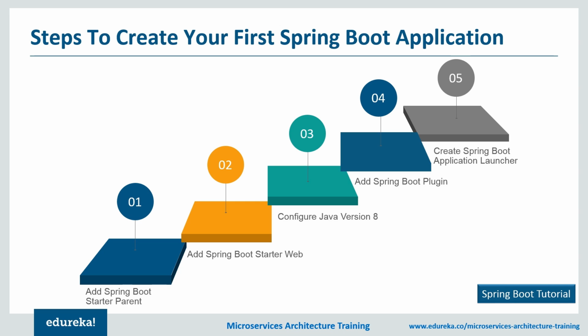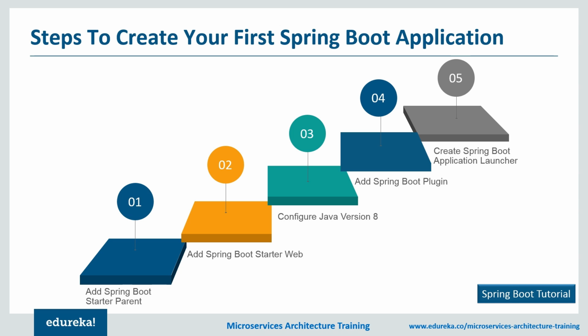After that, we will configure Java version 8 and add a Spring Boot Starter plugin to launch the Spring Boot application. Finally, after all the steps are done, we will create a Java file which is called the application launcher. So are the steps clear to everybody? Okay, that's great. So now let's get started by configuring Spring Boot Starter Parent.